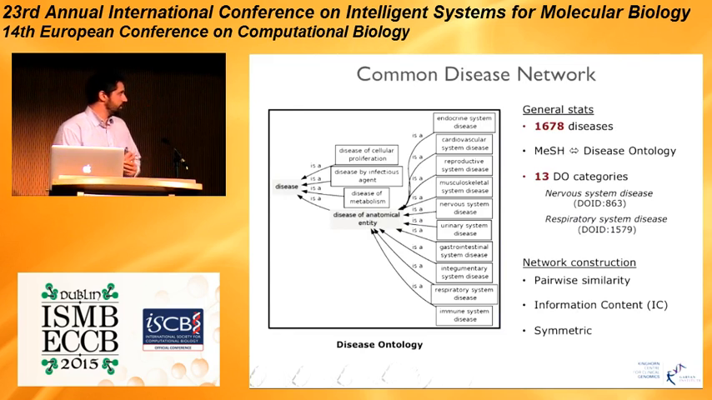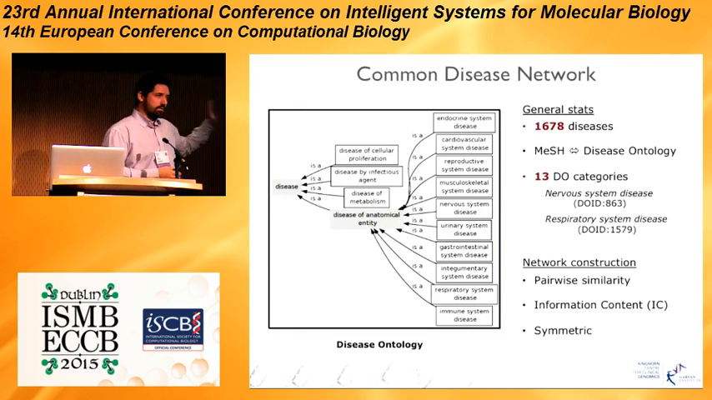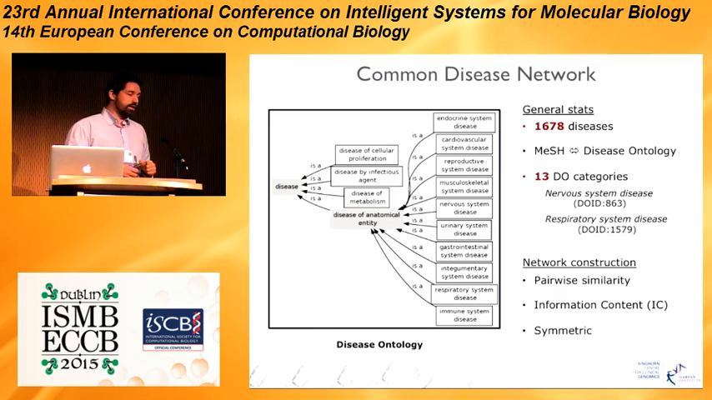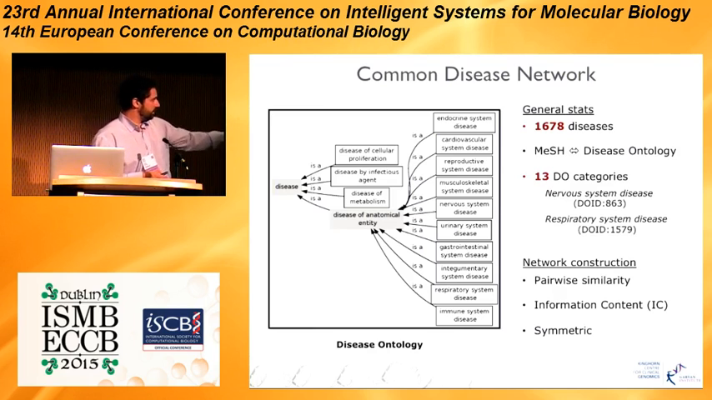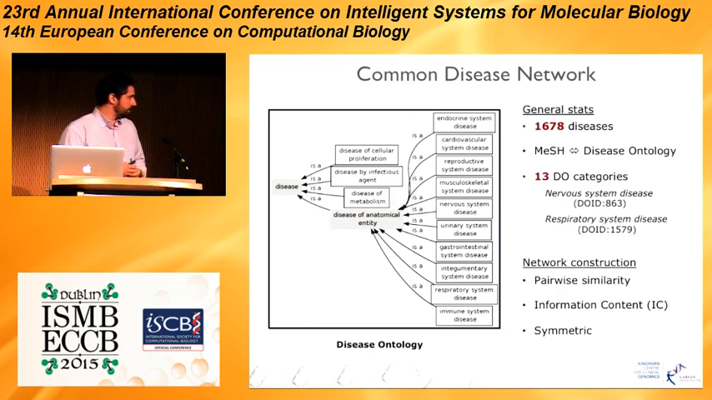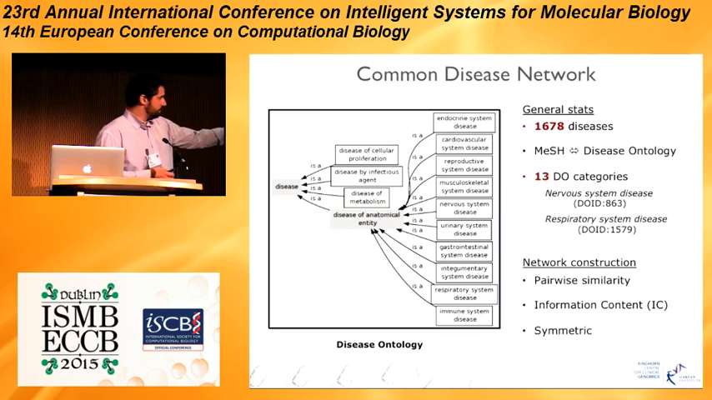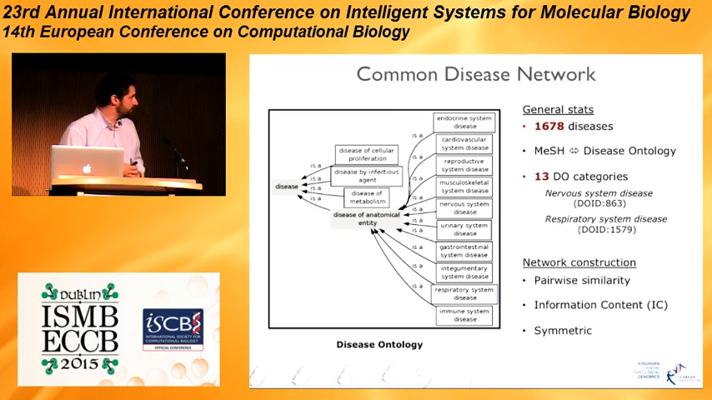I'm going to show you two very small studies we've done. One is the Common Disease Network. I'm coming back to the disease ontology. The disease ontology has classified diseases in different categories. You can see there are 13 categories ranging from nervous system to respiratory system disease, and so on and so forth.